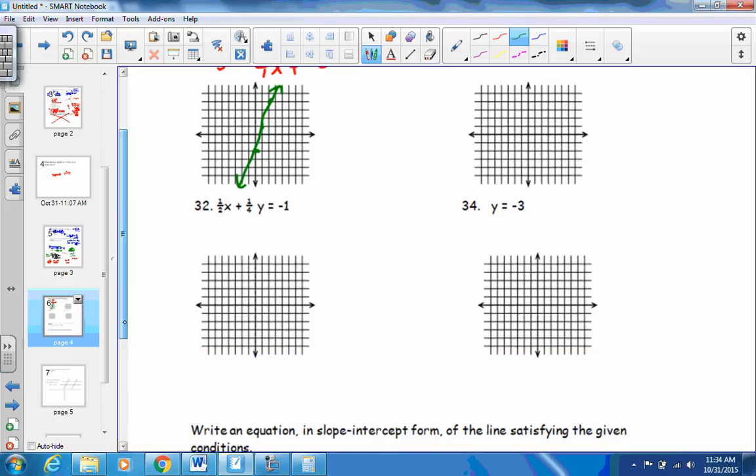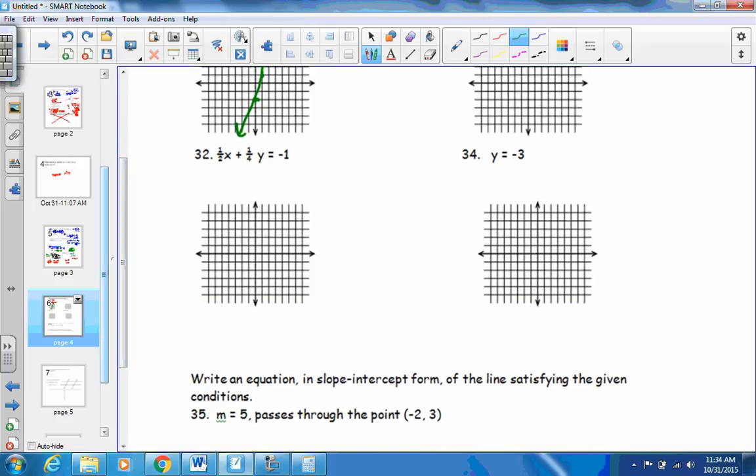Let's skip to number 32. So I'm going to subtract 1/2 x from both sides. So I have 1/4 y equals -1/2 x plus -1. And then to get the y by itself, I have to multiply both sides by 4. So I have y equals, wow, my handwriting is looking bad today. So we'll erase that.